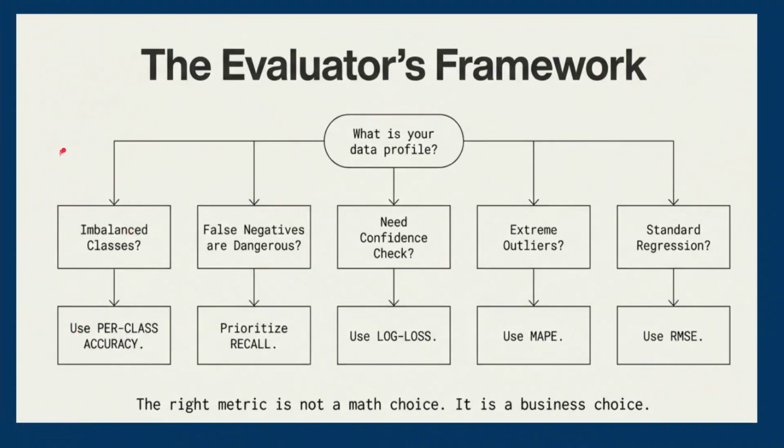So the final slide is about the whole evaluator's framework. What is the data profile? For imbalanced classes, use per-class accuracy. If false negatives are dangerous, prioritize recall. If it is a confidence check, use logarithmic loss. If there are extreme outliers, go for the MAPE method. If the data is standard regression, use RMSE. So based upon the data nature, we can use the right metric. The right metric is not a mathematical choice, it is a business choice. That means we cannot go only by the formulas. We also go by the real situations.